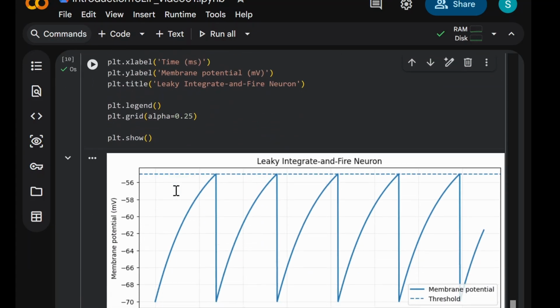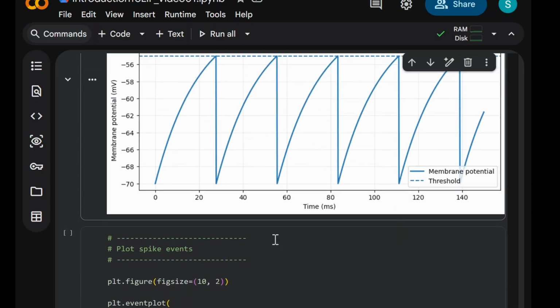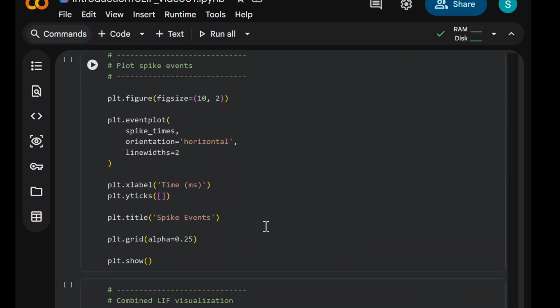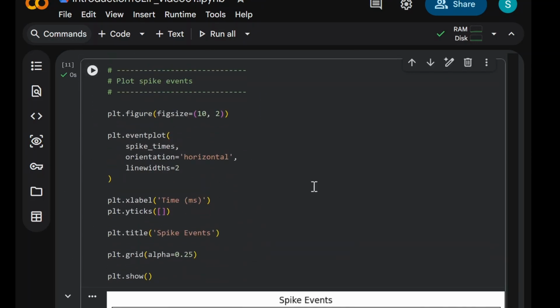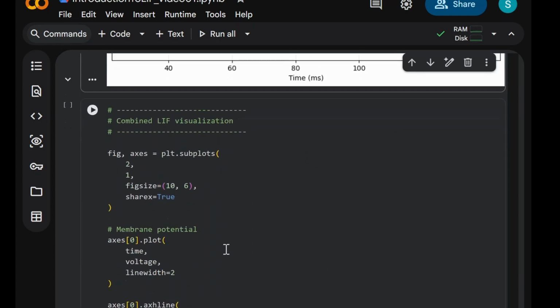So this is our membrane potential. It starts from minus 70 millivolts, gradually rising, gradually rising, gradually rising. Touching the threshold, maybe there's a spike happening right now. Resetting to again minus 70 millivolts. So let's plot the spikes. So we have the spike. I think it's a little bit confusing. So let's plot them together.